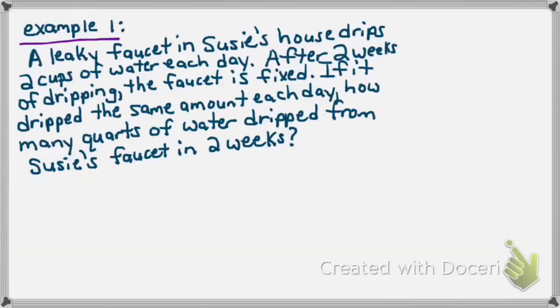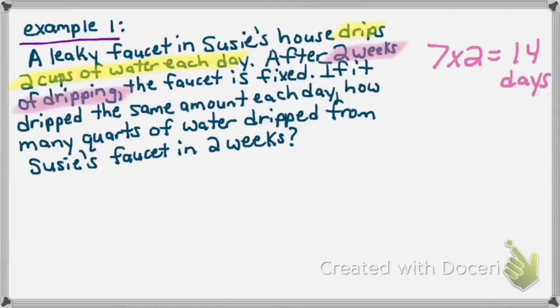So let's review. Often we are given multi-step problems, and we need to figure out one step at a time to get to the final answer. In this problem, we knew that in Susie's house, the leaky faucet drips 2 cups of water each day, and after 2 weeks of dripping, the faucet is fixed. So first, we needed to figure out how many days is 2 weeks, right? Because we know how many cups of water it drips each day, and we know that it drips for 2 weeks. So first, we needed to figure out 7 days in a week times 2 weeks equals 14 days, and that was the first part of our problem.